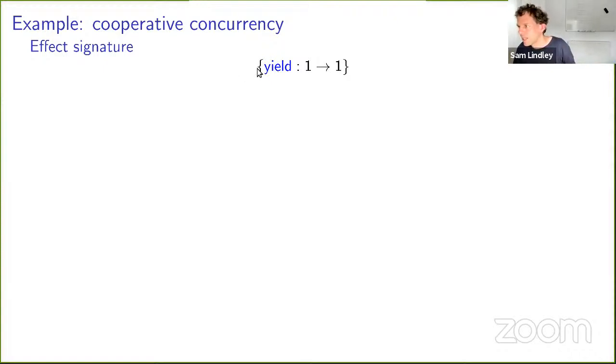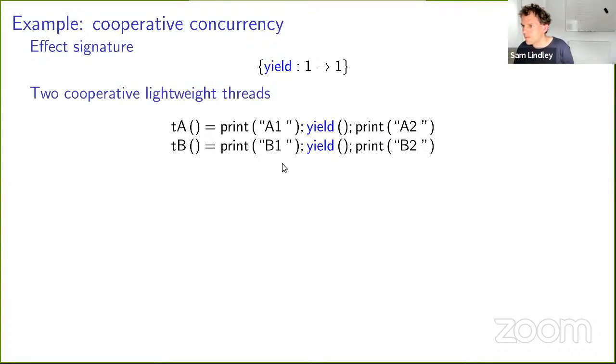We're going to have a single effectful operation called yield. It just takes a unit argument and returns unit. And the idea is that it allows you to yield control from one thread to another. So let's imagine we have two threads, and I'm just going to print some things out and do a yield. And I want to interleave these things together.